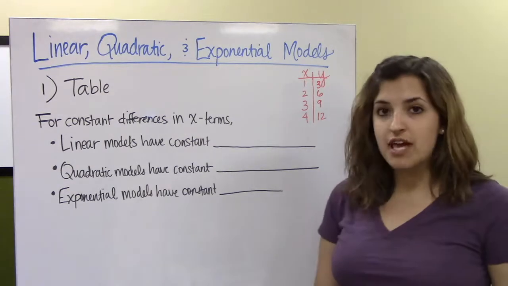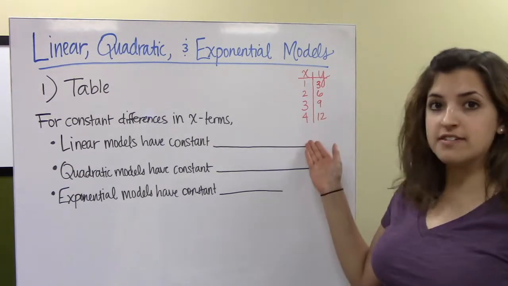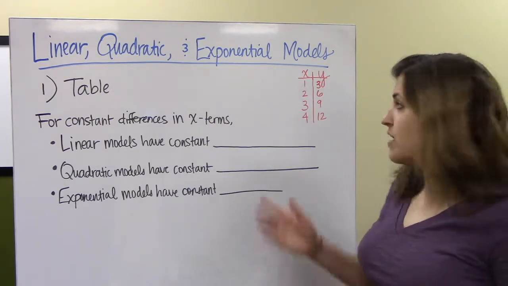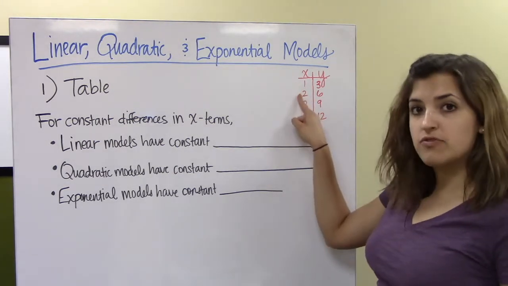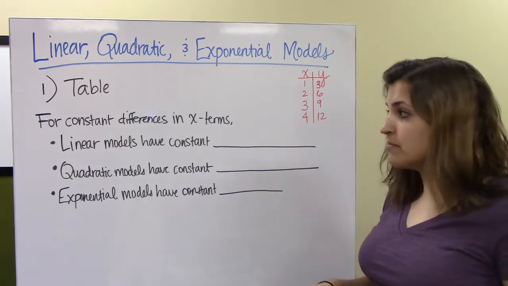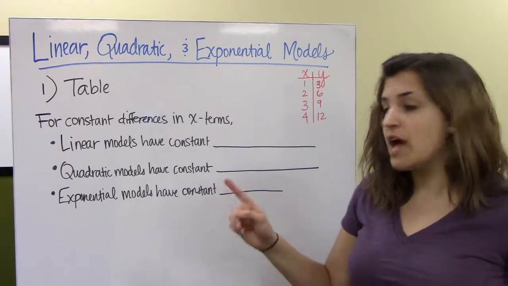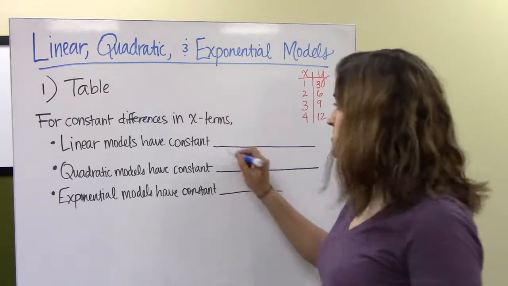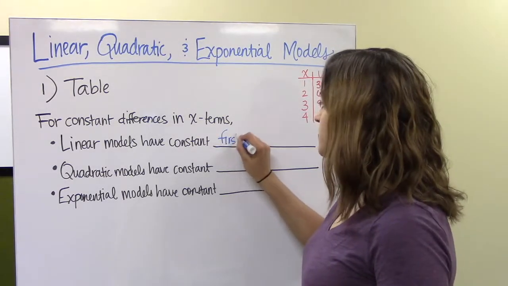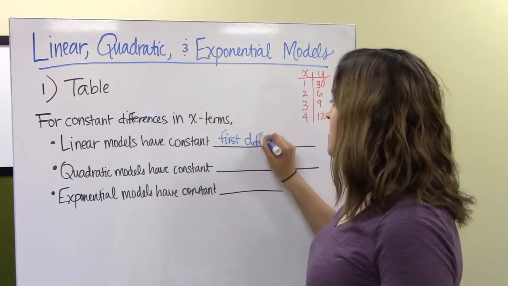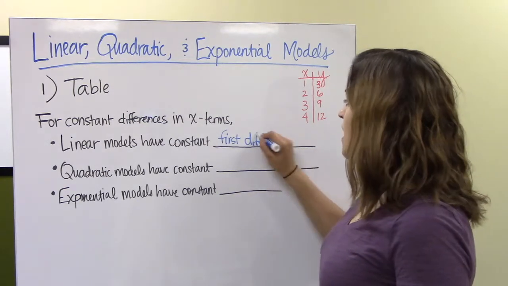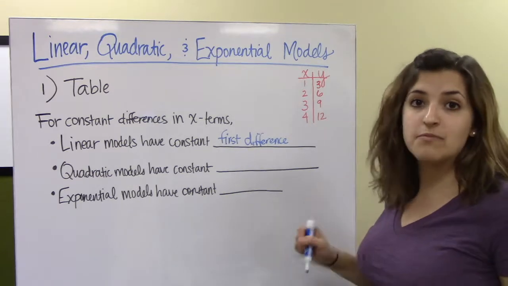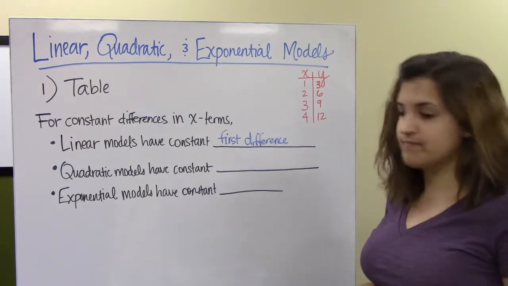So if we have a table with a bunch of values, something like this, for constant differences in x terms, so that means like if the x's all move up by the same amount each time, linear models will have a constant first difference between the y terms. So this is first difference. And what I mean by that is that if we look at the y terms, they all move up by adding the same number or subtracting the same number.